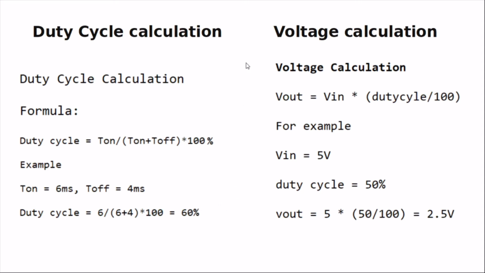Next we will see the voltage calculation. Just for an example, I'm going to provide a 5 volt input voltage and this is the formula: V out equals V in into duty cycle by 100. I'm going to provide a duty cycle value of 50% and here you can see this is my output, 2.5 volts. Likewise, you can calculate for any duty cycle value, no problem.